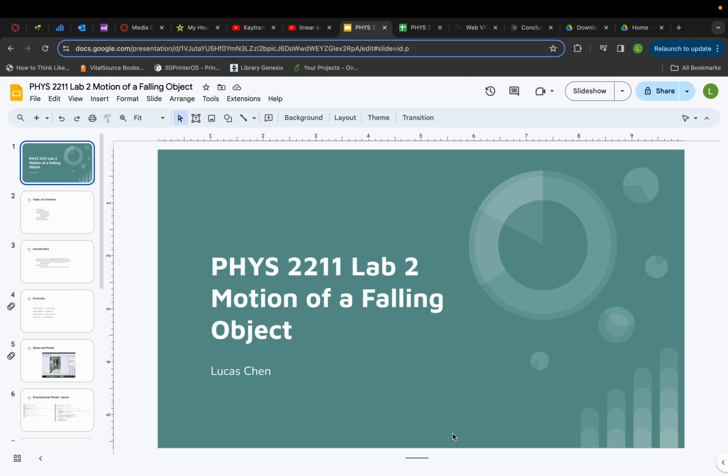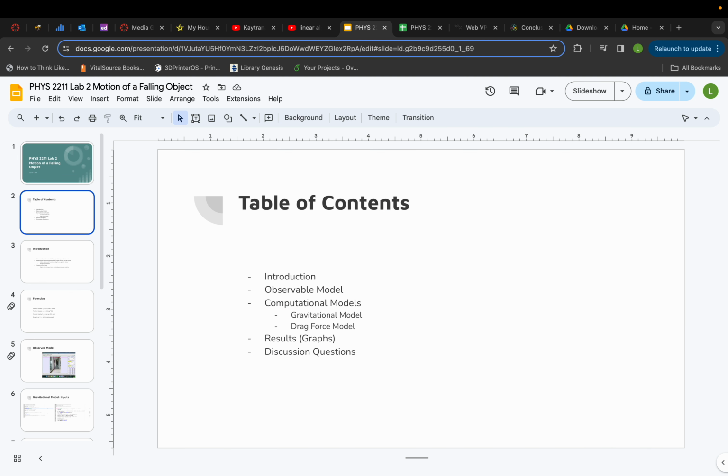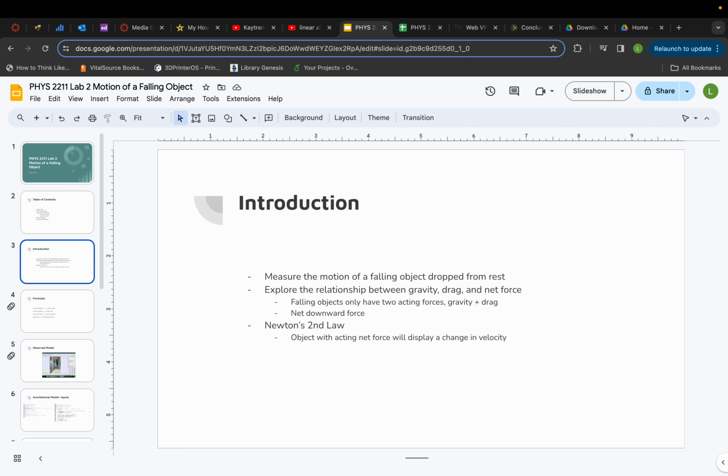This is Physics Lab 2, Motion of a Falling Object. Here's a quick rundown of what we'll be going through today, and let's start with an introduction. So what is the purpose of this lab?